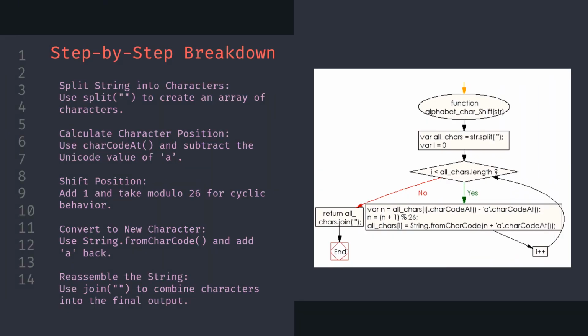The process involves splitting the string, calculating the positions, shifting them, and reassembling the characters. Each character is handled independently, and the modulo operation ensures proper wrapping from Z back to A.